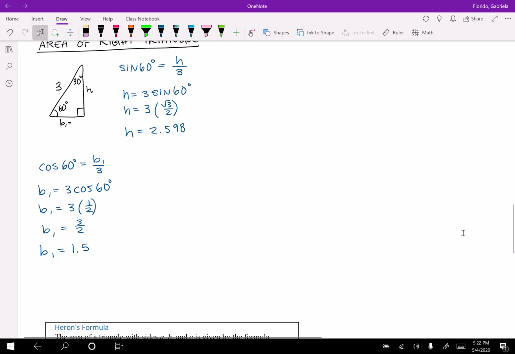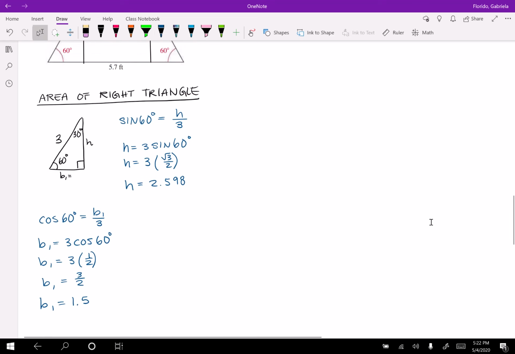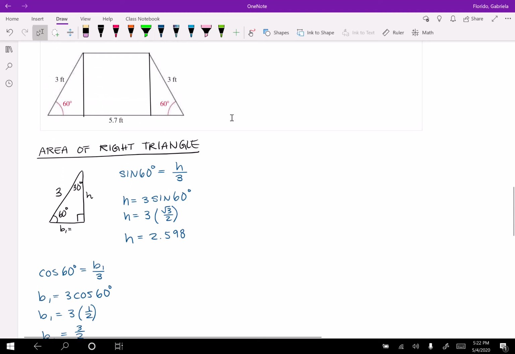Right, so actually that's going to help us find a couple of different things, because if the length of the little triangles is 1.5, then we can actually find the base of this rectangle here. And so this is good. We've made a couple of progress here. Well, we made some progress.